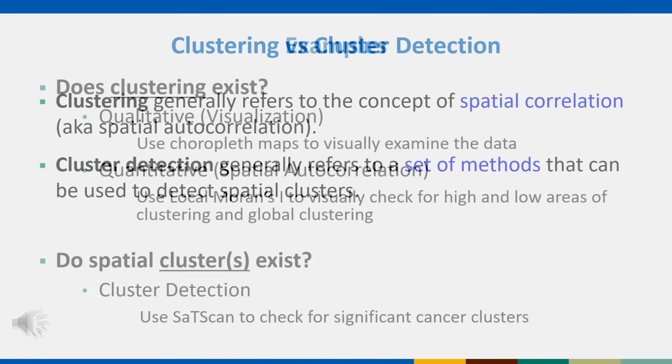Examples. Does clustering exist? Qualitative, visualization: use choropleth maps to visually examine the data. Quantitative, spatial autocorrelation: use local Moran's I to visually check for high and low areas of clustering and global clustering. Do spatial clusters exist? Cluster detection.